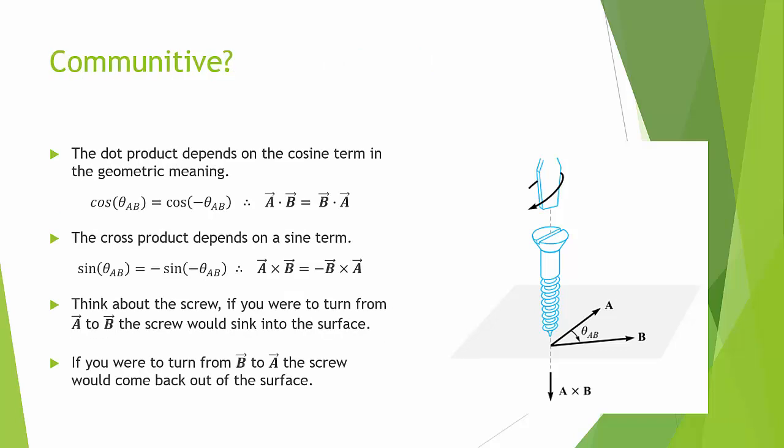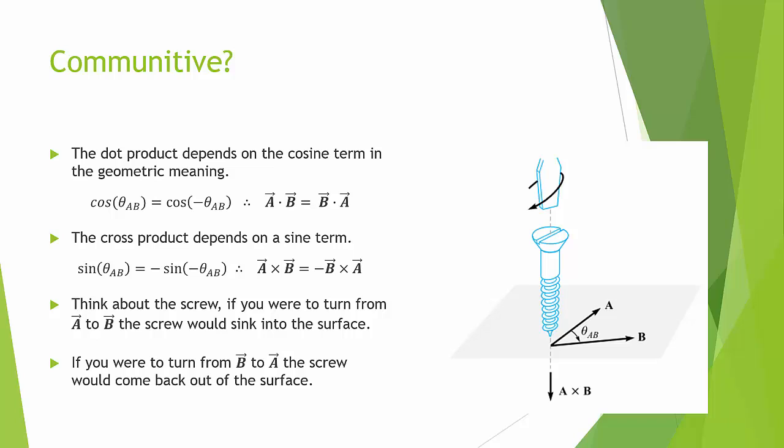As previously seen in a video placed in this playlist, deriving the commutativity of the dot product, we saw that the dot product was commutative. And a bulk of it relied on the fact that there was a cosine term for theta. So in the geometric meaning, cosine theta is equal to cosine of negative theta. That's just a trig identity. And what that meant is that A dot B is equal to B dot A.